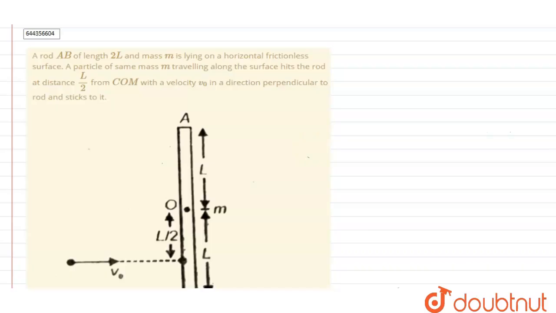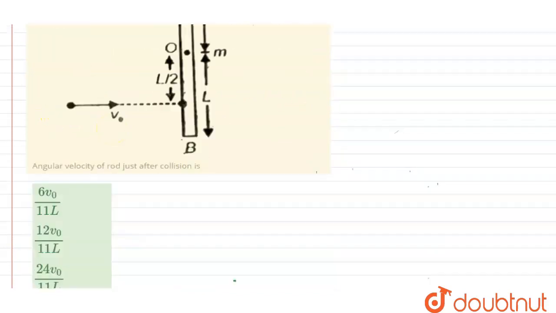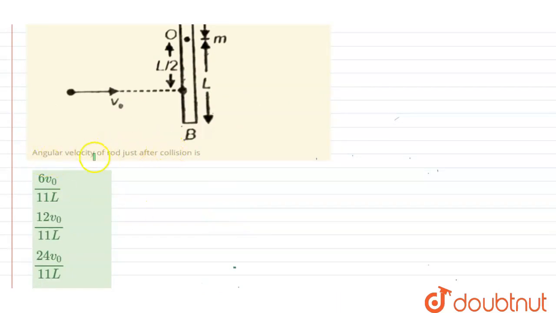Hello everyone. In this problem it is saying that a rod AB of length 2L, mass M is lying on a horizontal frictionless surface. A particle of the same mass m traveling along the surface hits the rod at a distance L by 2 from the center of mass with a velocity V0 in a direction perpendicular to the rod and sticks to it. Now it is asking for the angular velocity of the rod just after the collision.